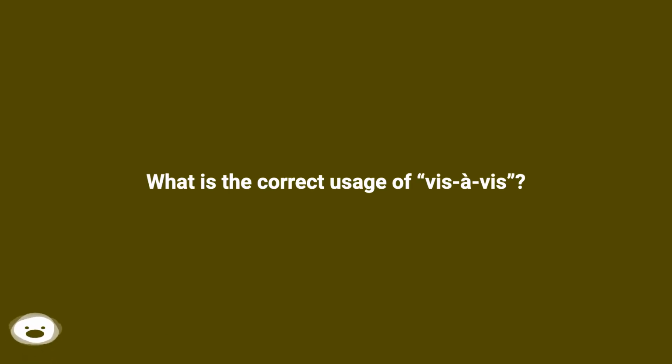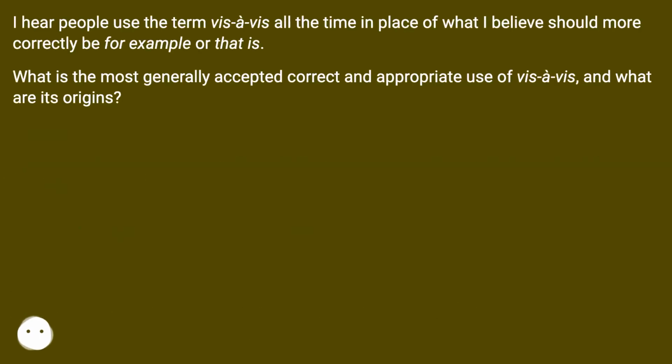What is the correct usage of vis-à-vis? I hear people use the term vis-à-vis all the time in place of what I believe should more correctly be, for example, or that is. What is the most generally accepted correct and appropriate use of vis-à-vis, and what are its origins?